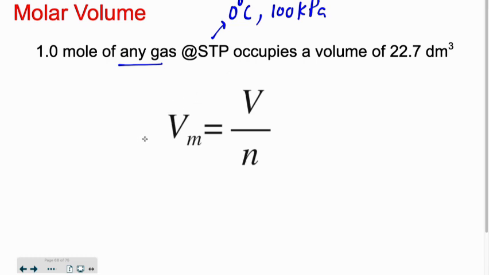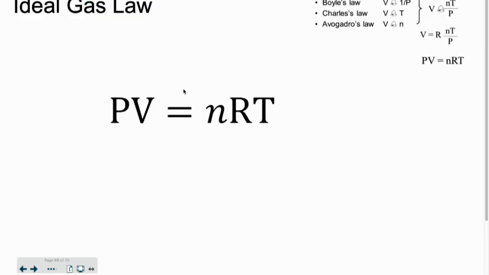You take your pick. The formula for molar volume is Vm equals volume divided by the number of moles. This is very handy when we start to do some gas stoichiometry questions.